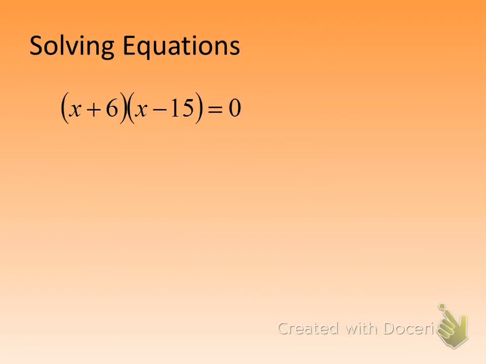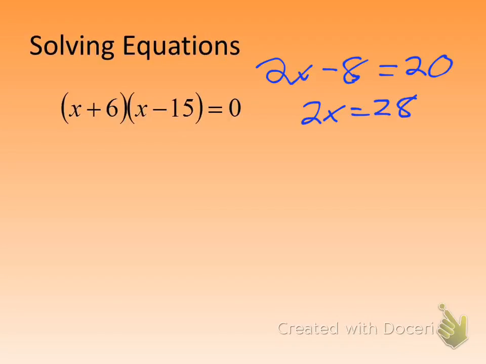Okay, now, before we do this, hold on, slow down. I got another question. 2x minus 8 equals 20. What do you do first? Add 8 to both sides. Gives you 2x equals 28. And then you divide by 2 to get x equals 14.